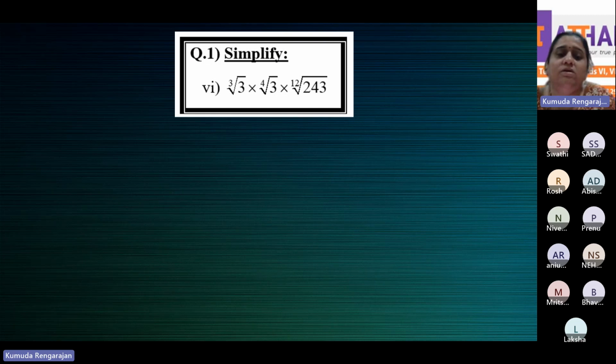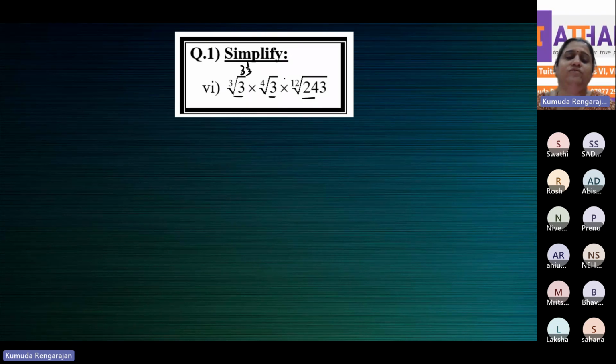So here also, you can see that everything is in the radical form. So we'll write all this in the exponential form. Cube root of 3 is 3 to the power 1 by 3. Fourth root of 3 is 3 to the power 1 by 4. 12th root of 243 is 243 to the power 1 by 12, not to the power 12, 1 by 12. Reciprocal. 3 means 1 by 3, 4 is 1 by 4, 12 is 1 by 12.